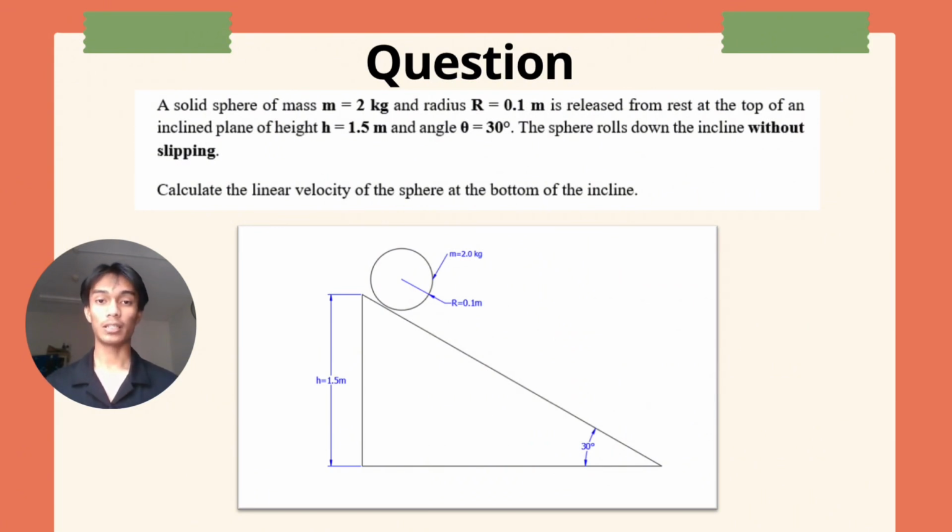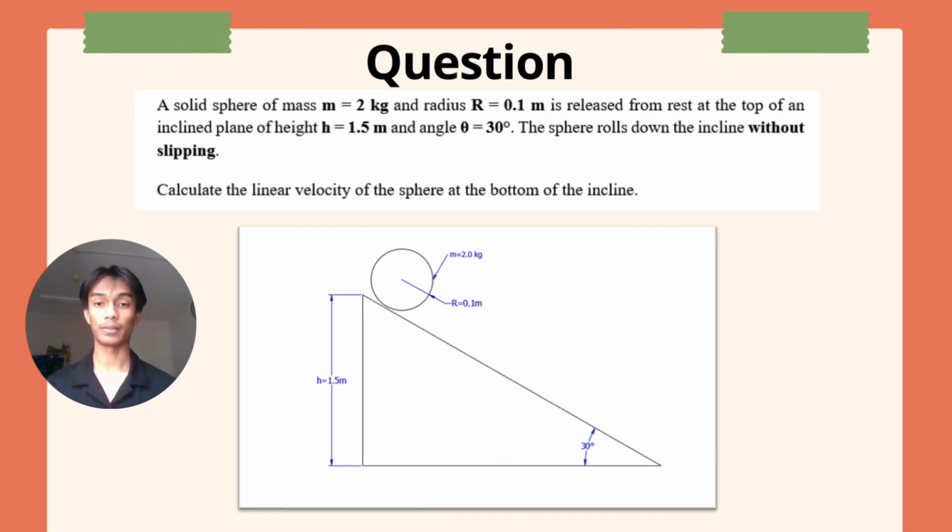As we can see here, there is a solid sphere with a mass of 2 kg and a radius of 0.1 meter, released from rest at the top of an inclined plane of height 1.5 meter at an angle of 30 degrees. The sphere rolls down the incline without slipping. Now we are going to calculate the linear velocity of the sphere at the bottom of the incline.